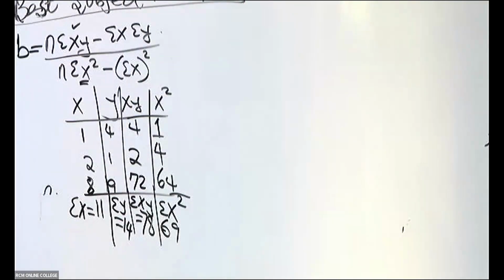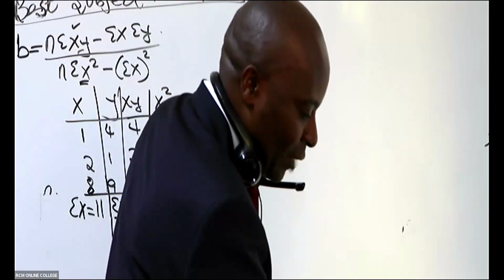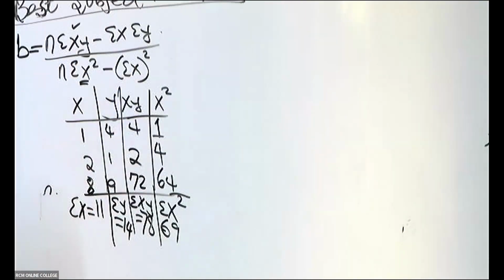I can see the online ninjas are punching hard there. They're giving me answers. There is one who has given me 69 and 17. That's okay. Now we are plugging in to get the value of B.